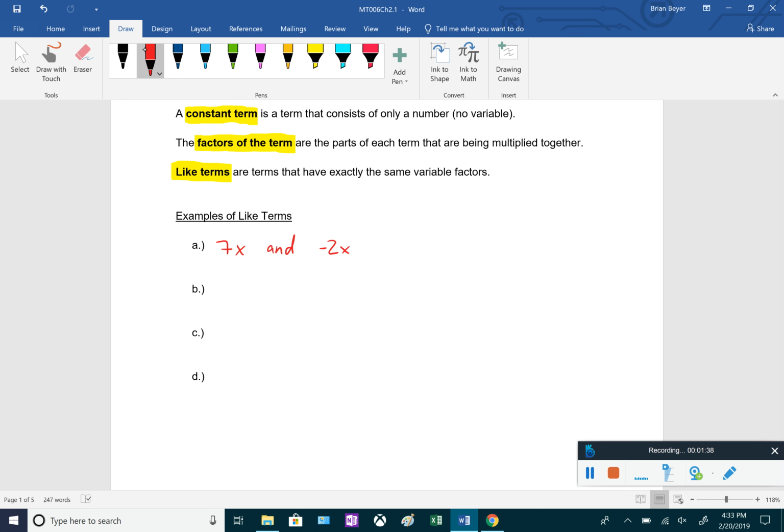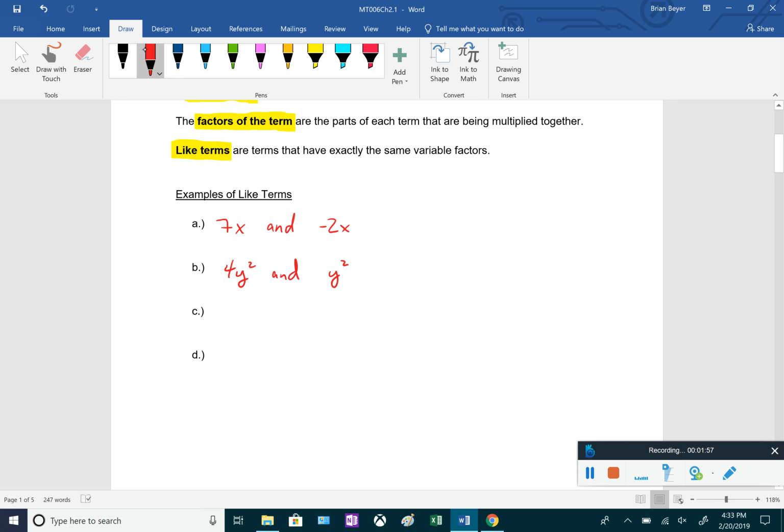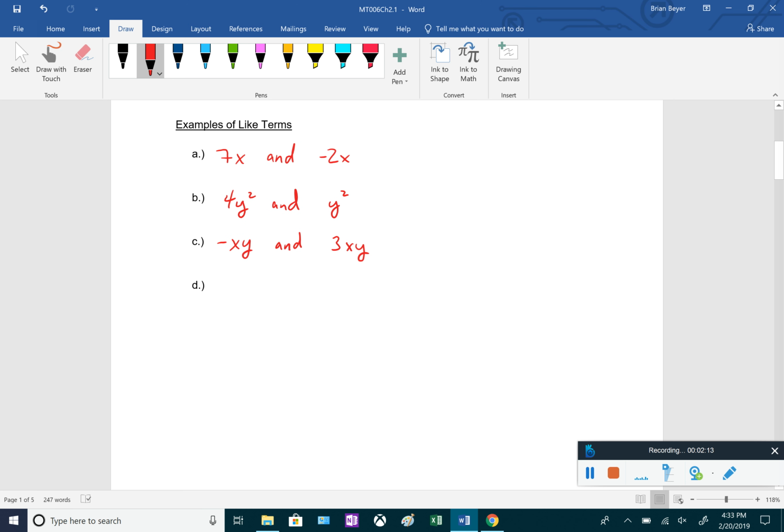Okay, so something else like 4y squared and y squared. So those are also like terms. They both have the same variable factors of y to the second power. First one has a coefficient of 4, second one has a coefficient of 1. And for another one here, say we have negative xy and 3xy. So those are like terms also. They both have variable factors of x times y with an exponent of 1. Coefficient on the first one is a negative 1. Coefficient on the second one is a 3.